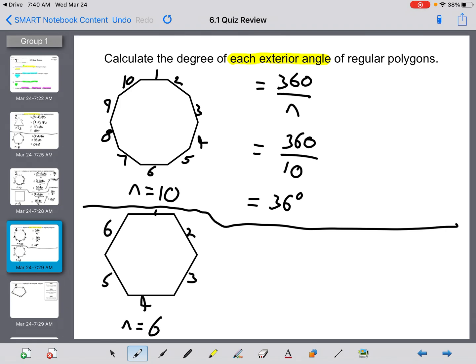Here we have a 6-sided figure. Okay, so n is equal to 6, and our equation is 360 divided by n, which is really 360 divided by 6. And 360 divided by 6 should give us 60 degrees.